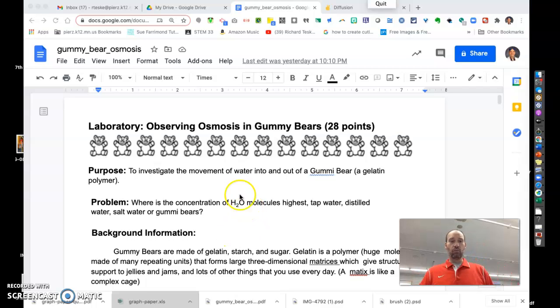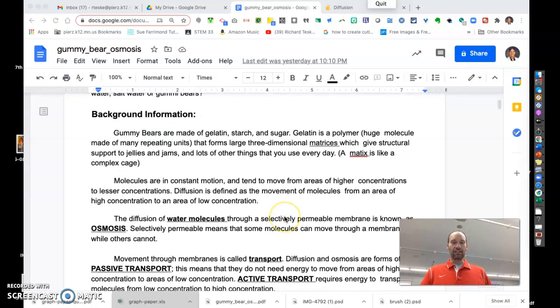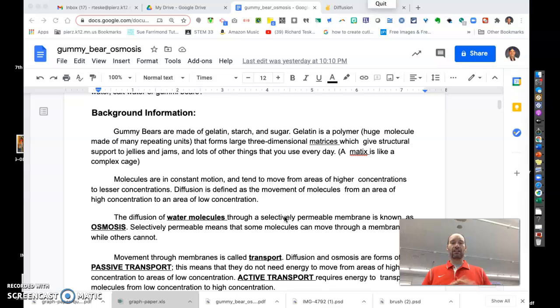Now, what we're looking at, the purpose of this investigation is basically to investigate the movement of water into a Haribo gummy bear, okay? And to give you a little background information, gummy bears are just made of gelatin, sugar, and starch. That's basically it. Gelatin is a polymer, which is a unit of repeating molecules, and which gives it the structural support so they don't just melt and fall apart.